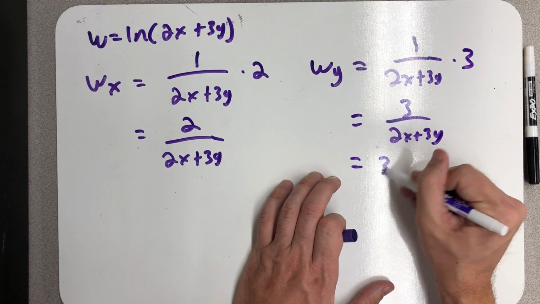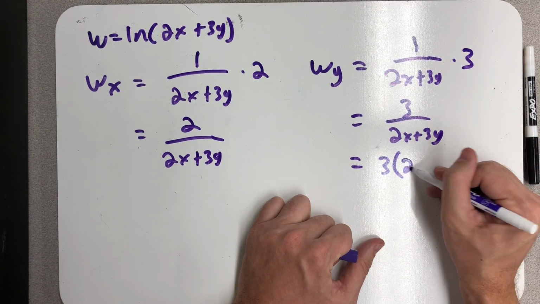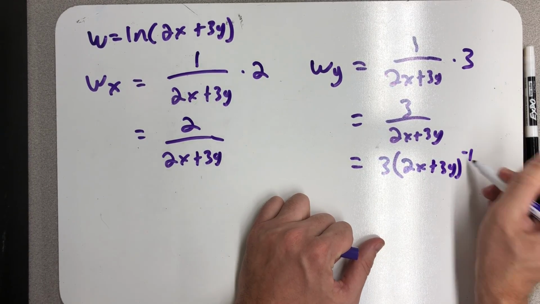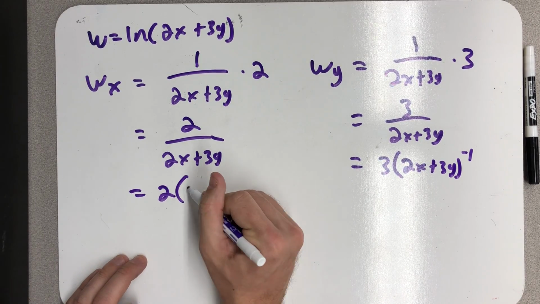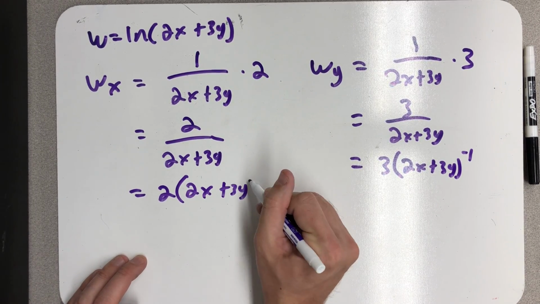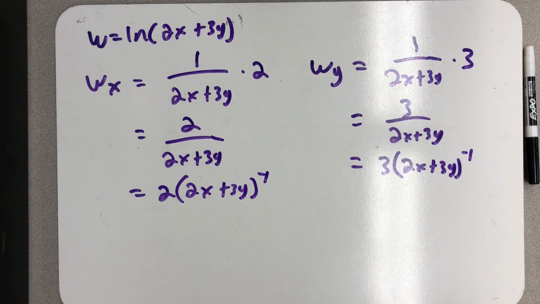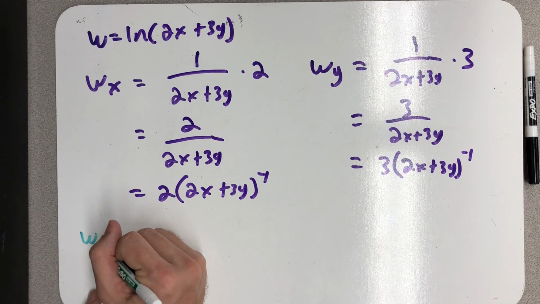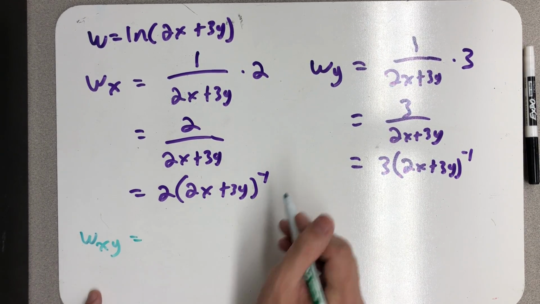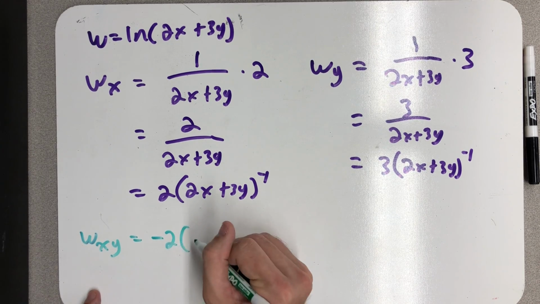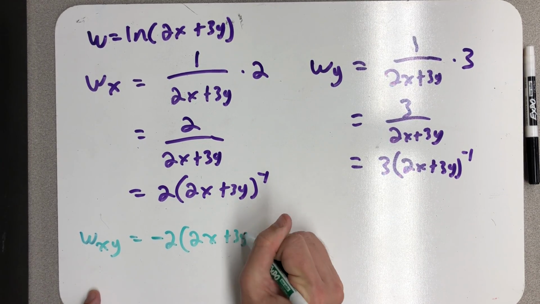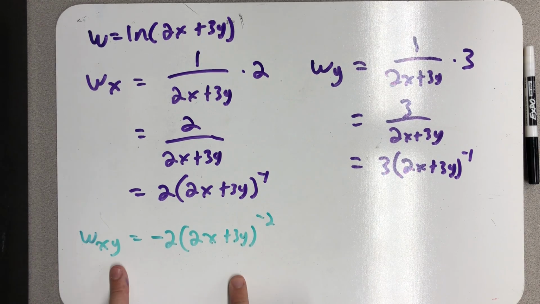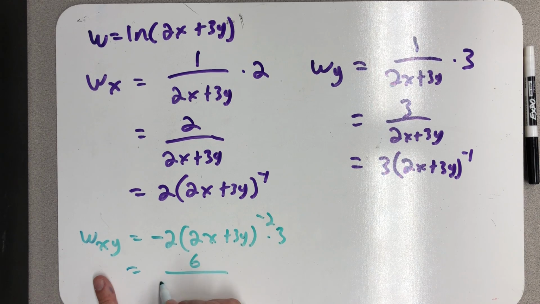I need to take one more derivative for both, and we're supposed to get the same thing. I'm going to rewrite these using an exponent. I never get tired of watching a mixed partials calculation work out the same, even if in the middle it didn't seem like it would. The partial with respect to x and then y. All right, so I multiply down that minus, again, minus 2 times 2x plus 3y to the minus second times the derivative of the inside with respect to y, so times 3. So I get a minus 6 all over 2x plus 3y.